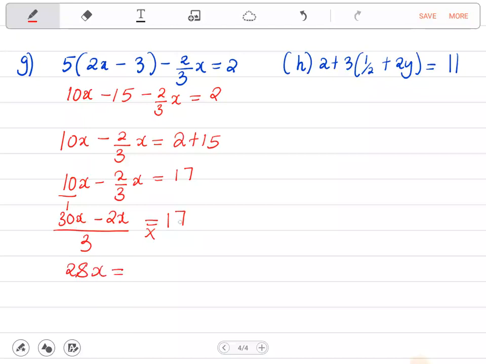3 times 17. What is 3 times 7? 21. Remainder 2. 3 times 1, 4. So we get 50 what? 51. So over 28.